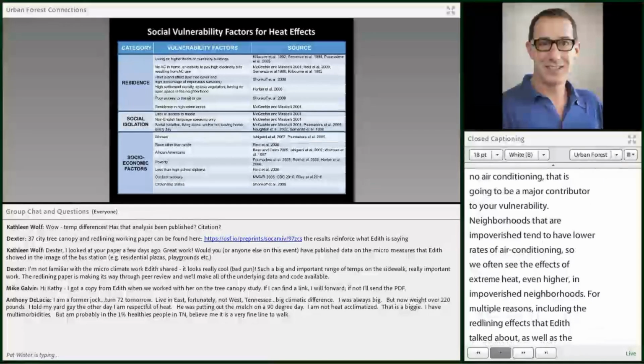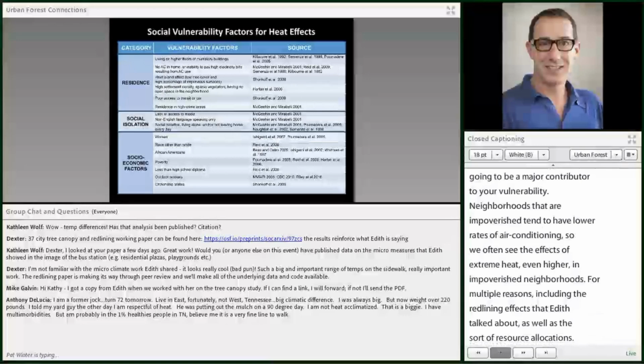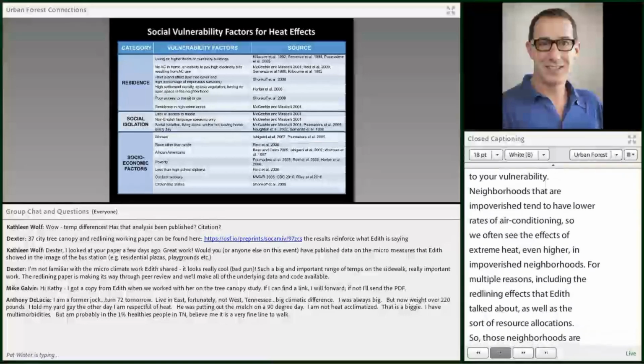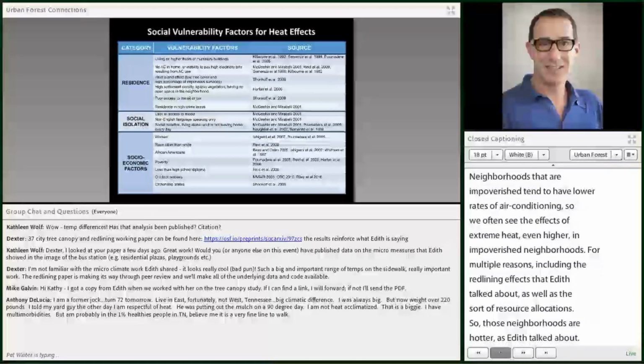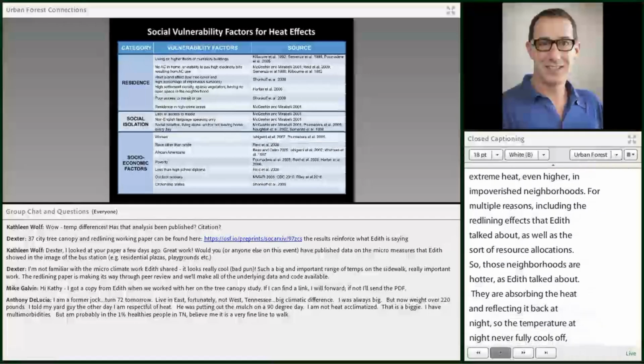So those neighborhoods are hotter, as Edith talked about. They also have greater hardscape, so they are absorbing the heat and reflecting it back at night, so that the temperature at night never fully cools off, which is very important to the developing extreme heat health conditions. We need to cool off at night.